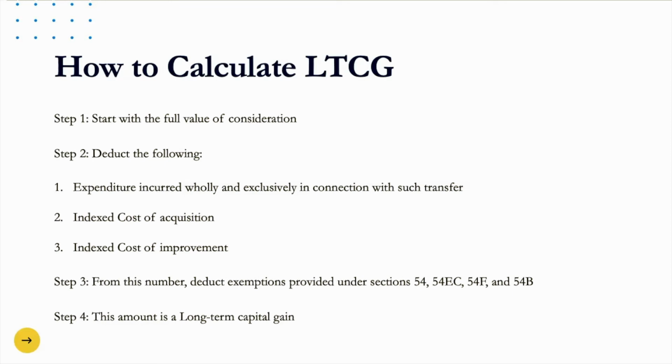Now, how do you calculate long-term capital gains? You'll have to start with the full value of consideration, that is the sale value. You'll have to deduct expenditure in connection with the transfer. Then here it's the indexed cost of acquisition and indexed cost of improvement. In short-term capital gains, you don't have the option of indexation, that's an inflation adjustment. We will see how this works in a case study. Then we'll deduct certain exemptions under sections 54, 54EC, 54F and 54B. These exemptions are given by the government to promote more investment. So suppose you have sold a house, the government wants the assessee to invest in another house, so they can claim an additional exemption on the same. And the balancing amount is called long-term capital gain, and it would be taxed according to long-term capital gain rates.